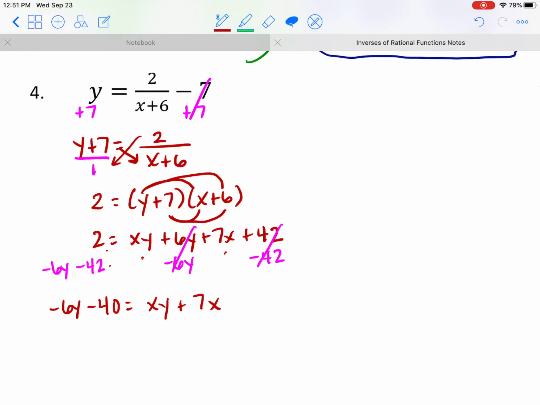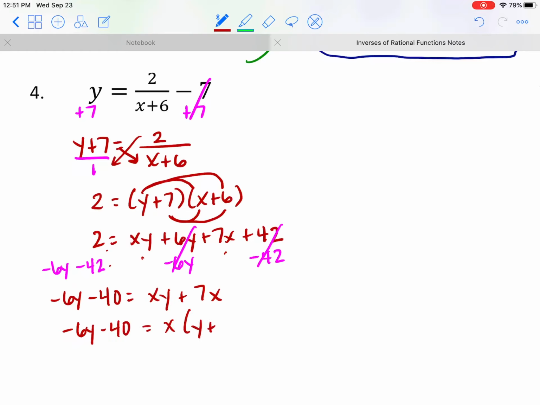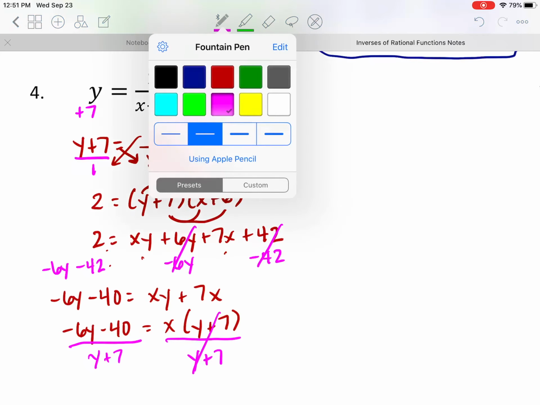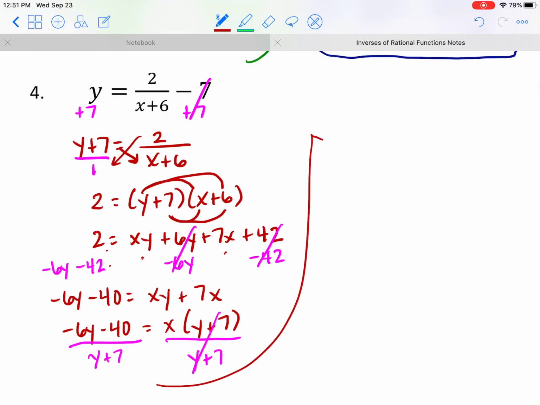Now I can factor out the x that those two terms have in common. If I factor that out, I still have negative 6y minus 40 on this side. Factoring out the x leaves me y plus 7 on this side. And now I'm going to divide over that y plus 7, so divide both sides by y plus 7. And boom, x is all by itself. Okay? So here, x was all by itself equal to (negative 6y minus 40) over (y plus 7).